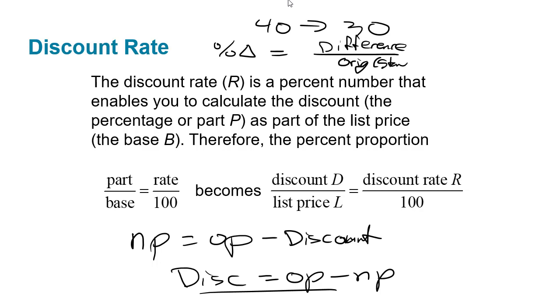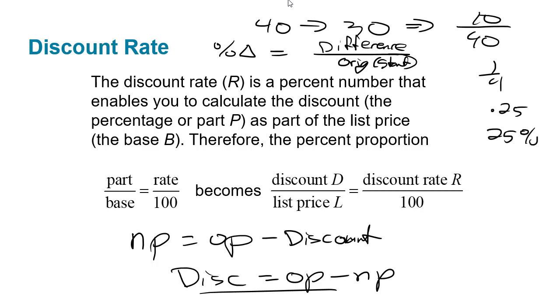Think of it as the starting point. So in the case of this one, our difference was $10 because it went down by $10. It started at 40. That's 1/4. Slap that into your calculator. That's 0.25 or 25%. It's that simple. So the discount rate in that case was 25%.